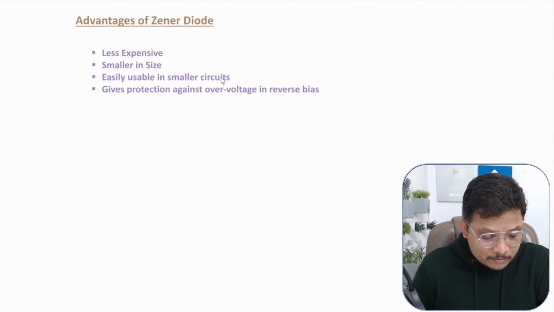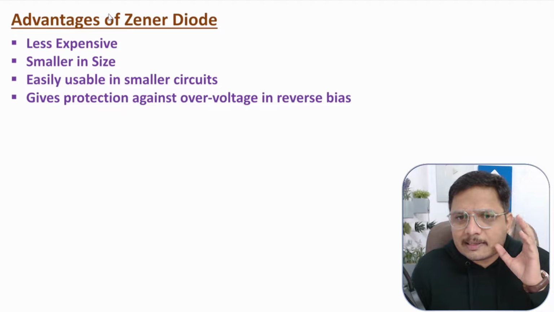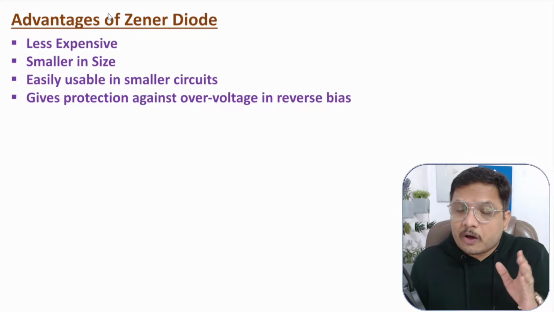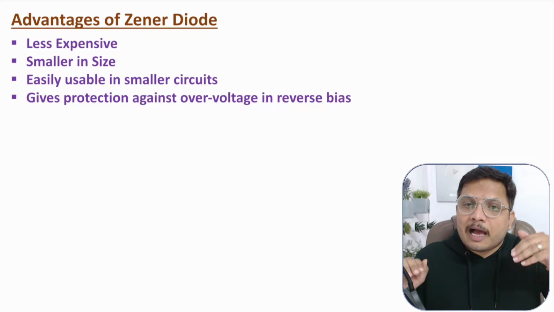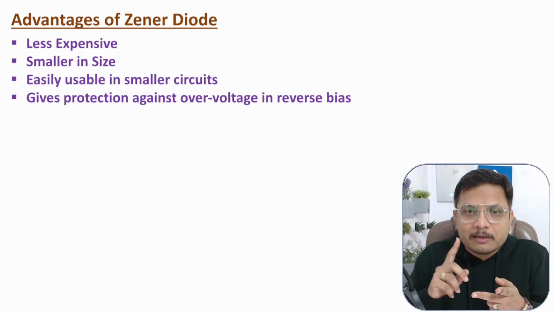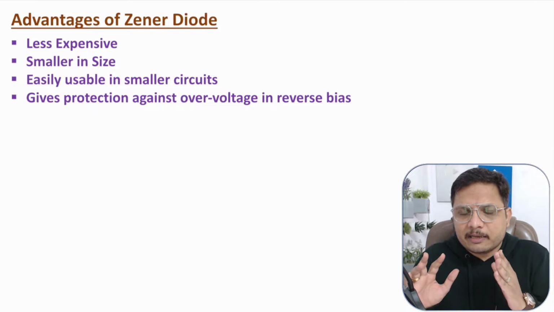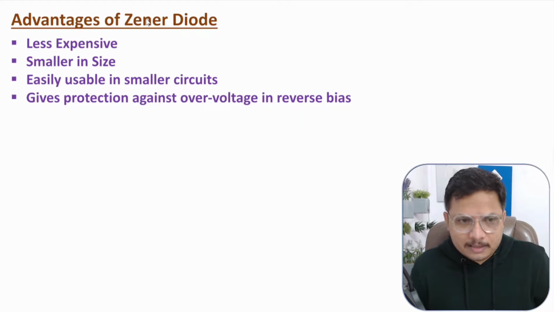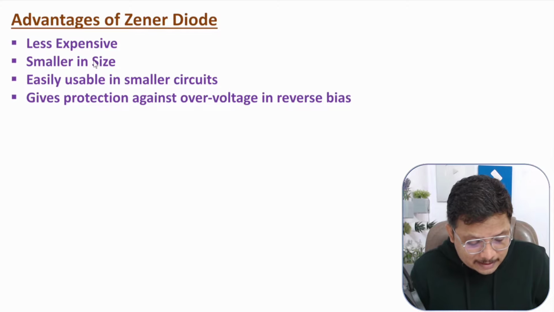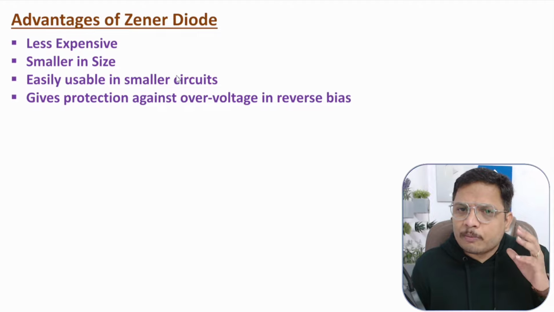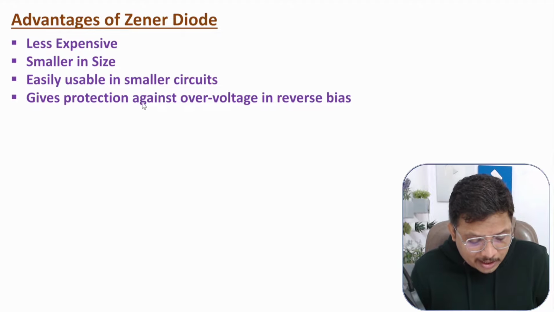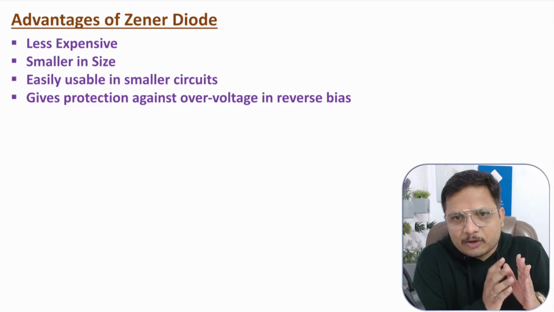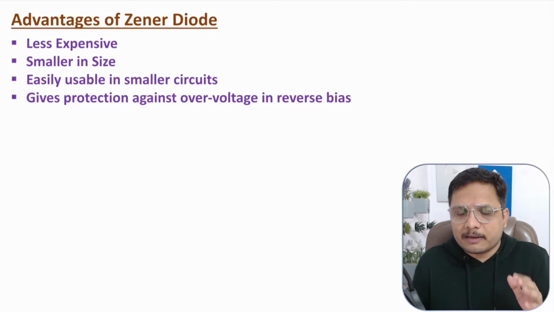Now I'll be discussing advantages first. See, Zener diode is less expensive, and usually we use Zener diode in small electronic circuits. Normal PN junction diode, we use in higher power electronics, like in rectifier circuit, right? But when it comes to Zener diode, we use it for low power electronic circuits. It is less expensive, it is smaller in size. We can use it in smaller circuits with low power configuration, and it gives protection against over voltage in reverse bias. But remember this, we use it for electronic circuits where we operate with lower power, right?